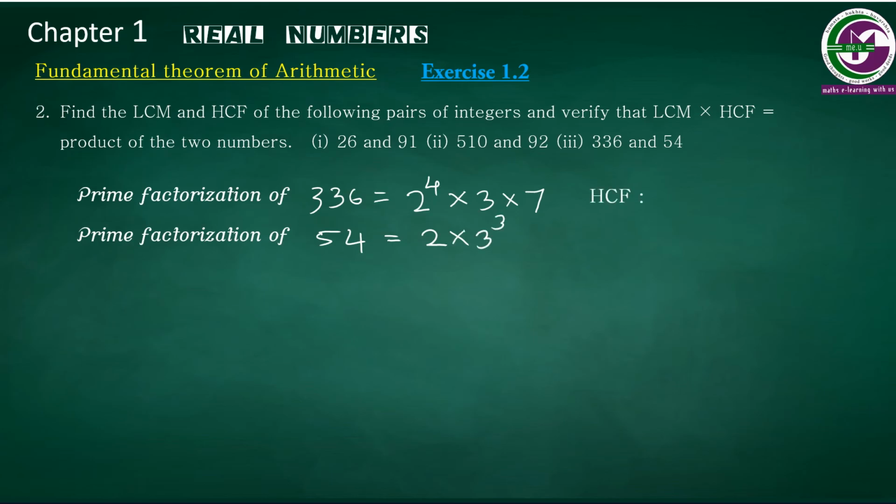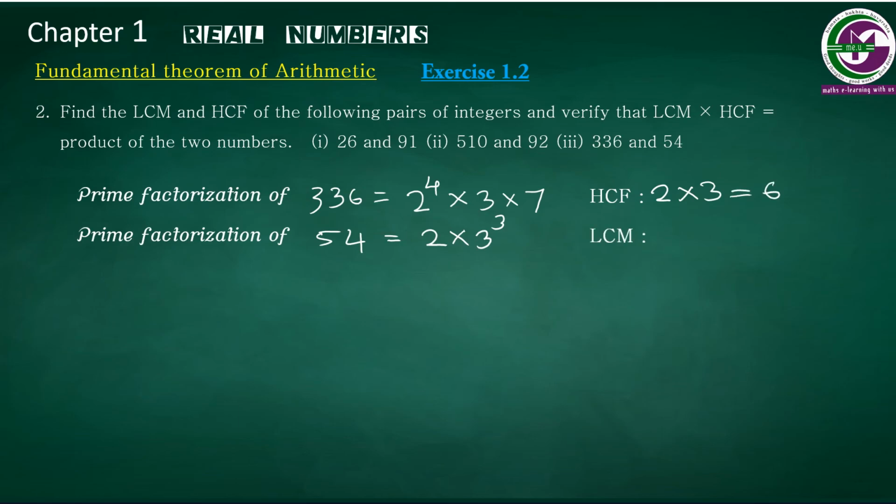Now to find HCF, we'll see the common factors. So 2 and 3 are common. So we'll take them with the least power. For 2, the least power is 2 raised to 1. So it will be 2 times. For the factor 3, the least power is 3 raised to 1. So that is 3, which gives 6.